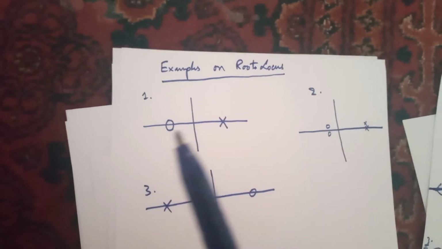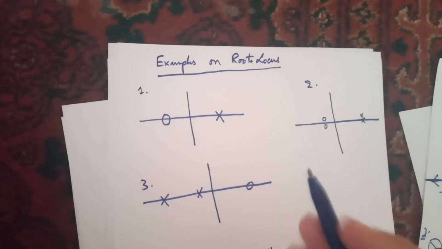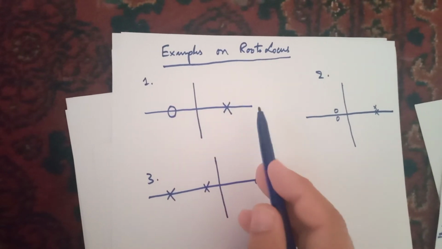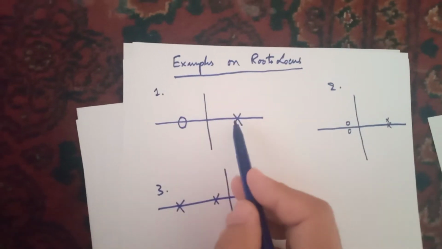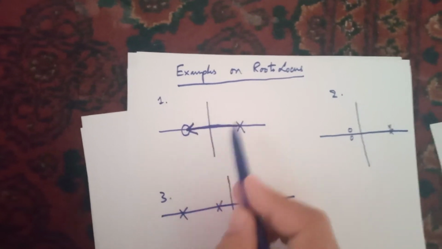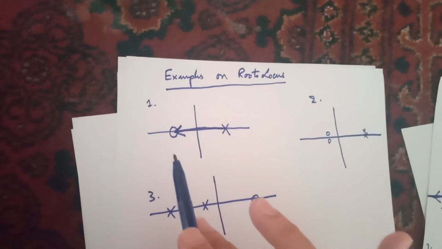Now the next thing is to look at the real axis. For the real axis we know that there's nothing on the left, so the root locus easily starts from this pole and finishes at this 0. So this is the overall root locus of this example.